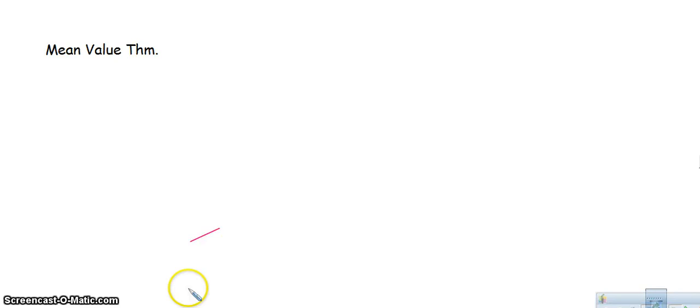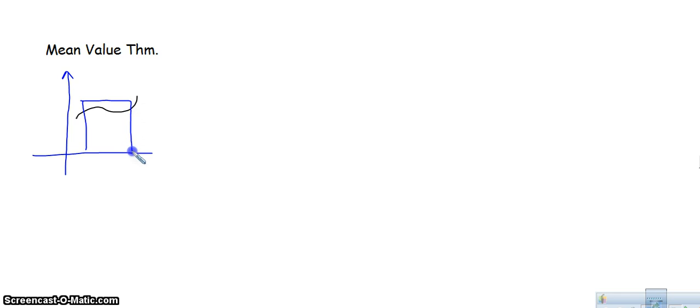All right, this next theorem that we're going to look at is called the mean value theorem. What it does is, if you have a function like this, it finds the average area. So maybe like this, this would be the average area, this blue rectangle. And this average area would be the same as the area under the curve.